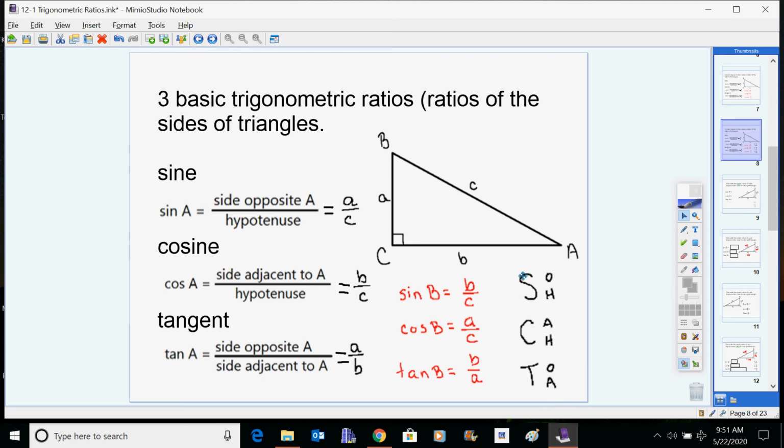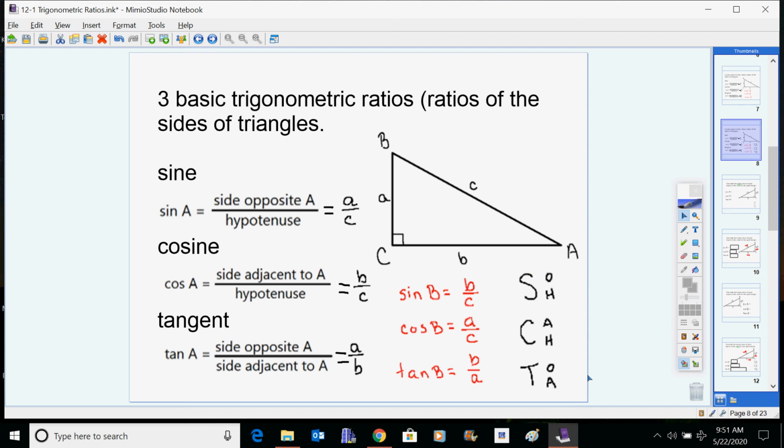You might hear people say SOHCAHTOA. A lot of times they just write it as one long word, SOHCAHTOA, and it means nothing. It's a completely meaningless word. But it does help. SOHCAHTOA helps us to remember sine is opposite over hypotenuse. Cosine is adjacent over hypotenuse. Tangent is opposite over adjacent.